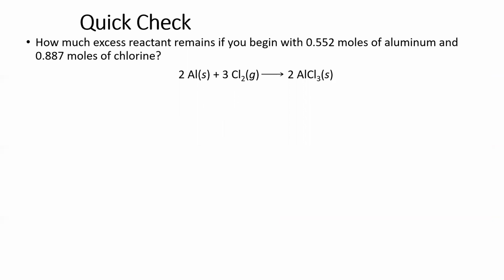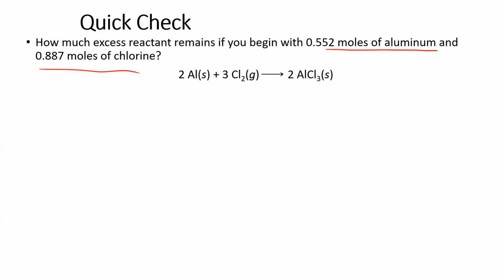These problems are very similar. I took the same problems from those videos, but now I'm applying it slightly differently. How much excess reactant remains if you begin with 0.552 moles of aluminum and 0.887 moles of chlorine? Right off the bat, they give you two quantities for two reactants. This is like a limiting reactant problem. In fact, we have to figure out which one's the limiting reactant and which one's the excess.